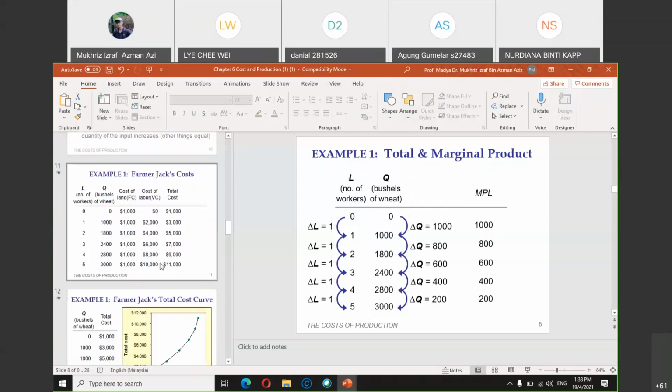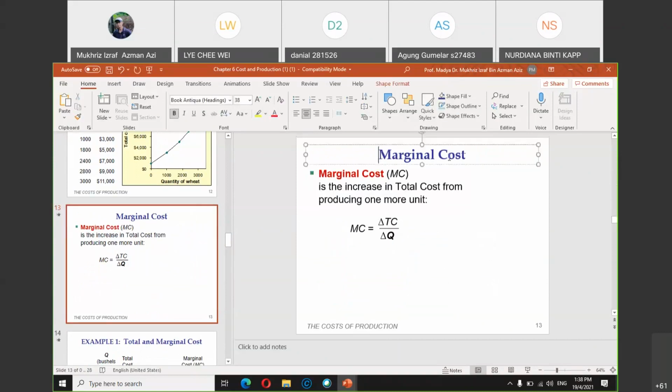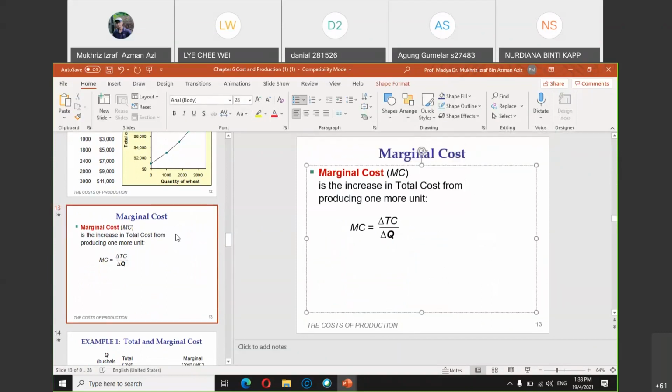Another concept in chapter 6 beside MPL is the term marginal cost. Because you learned the concept of cost just now: fixed cost, variable cost, and also total cost. Total cost is the sum of VC plus FC. Variable plus fixed, you get total cost. So for marginal cost, the term marginal is the same as in marginal utility and marginal product. The word marginal refers to additional or changes in the cost.